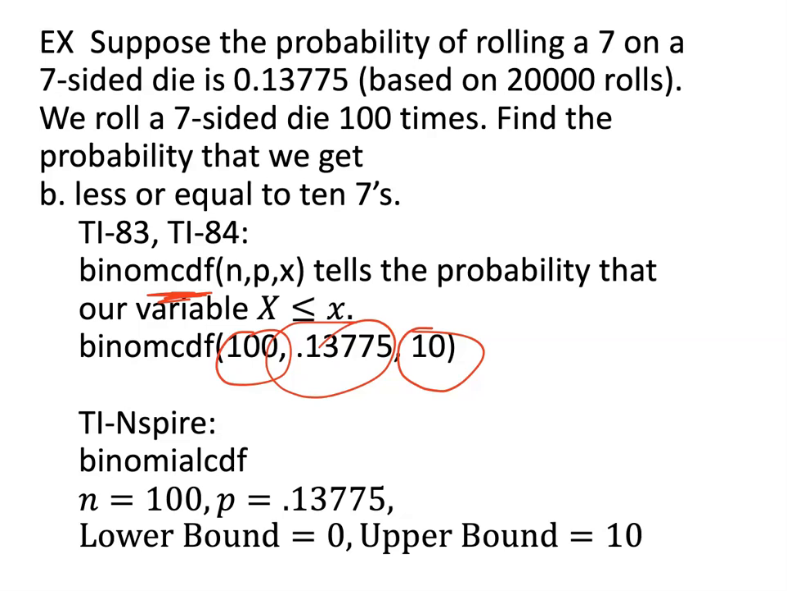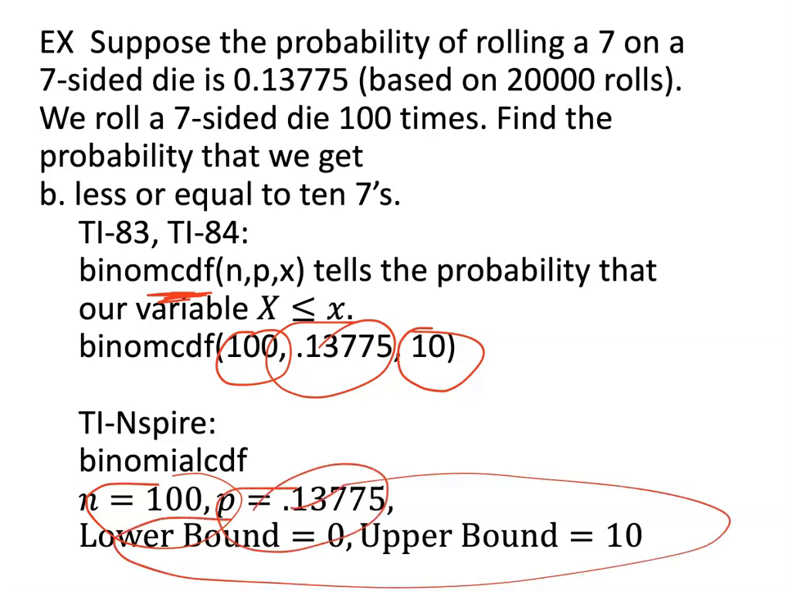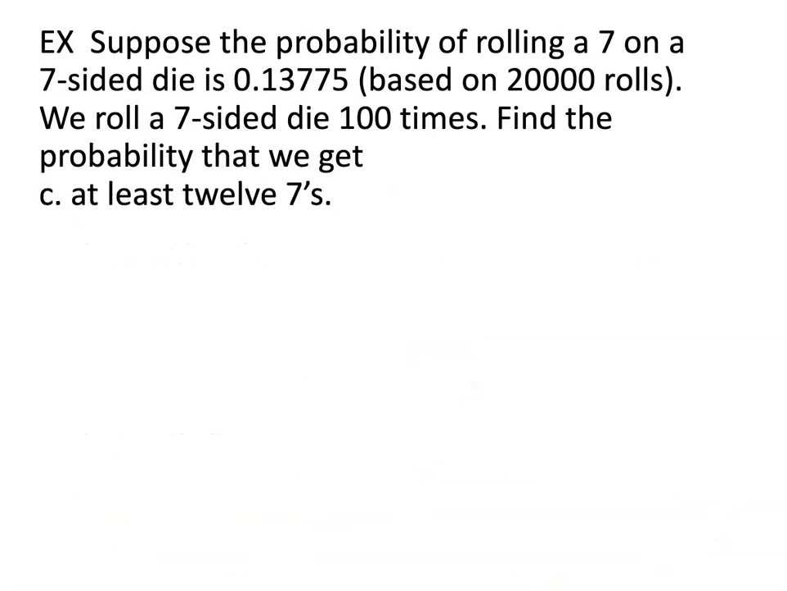On the TI-Nspire, a little different. So n is 100, p is 0.13775, and then the lower bound and upper bound, okay, for that one, the lower bound is 0, upper bound is 10. You just enter that, and it's going to give you the right answer.